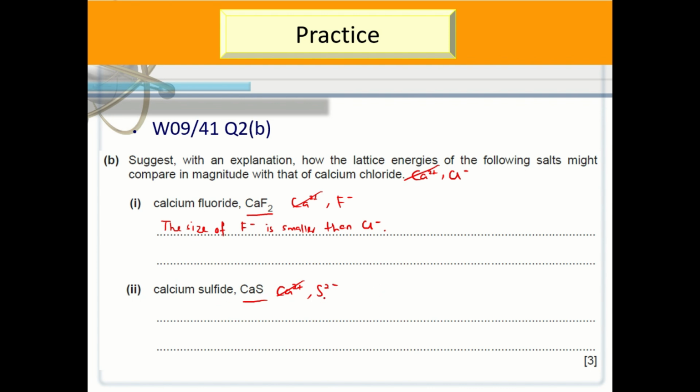The two anions have similar sizes because both of them are in the same period. Across a period, size of anions is decreasing. Sulfide is on the left-hand side of chloride ion in the periodic table. So they have similar sizes. So in this case, we're going to talk about the charge on these two ions. Sulfide has a larger charge. So larger charge will contribute to stronger ionic bonding, therefore more exothermic lattice energy.